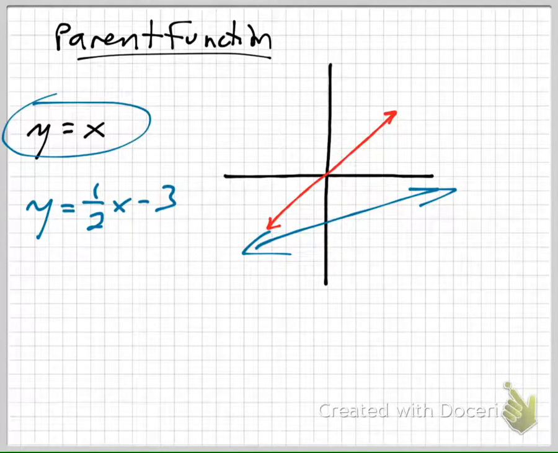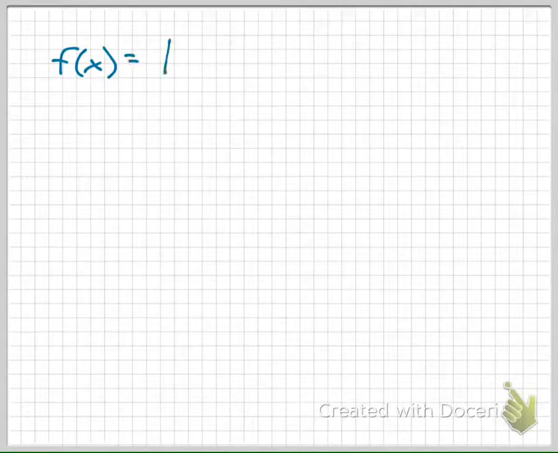Okay? The parent function for an absolute value function is f of x. Where else could I put there instead of f of x? Y. But f of x equals the absolute value of x. That is the absolute value's parent function. Okay? What this looks like is this. I will show you what it looks like.